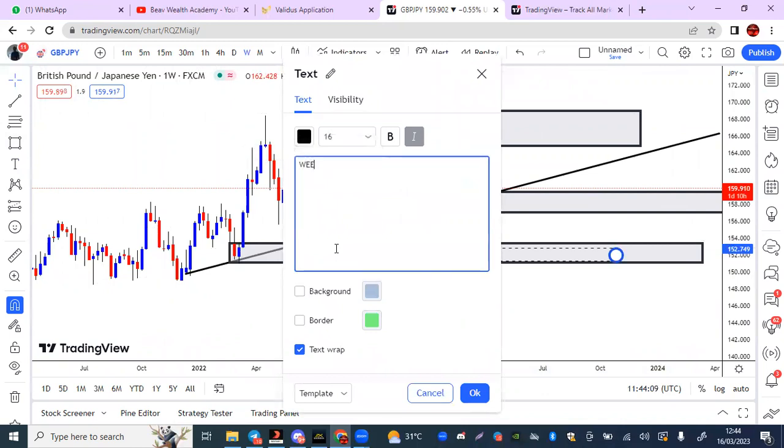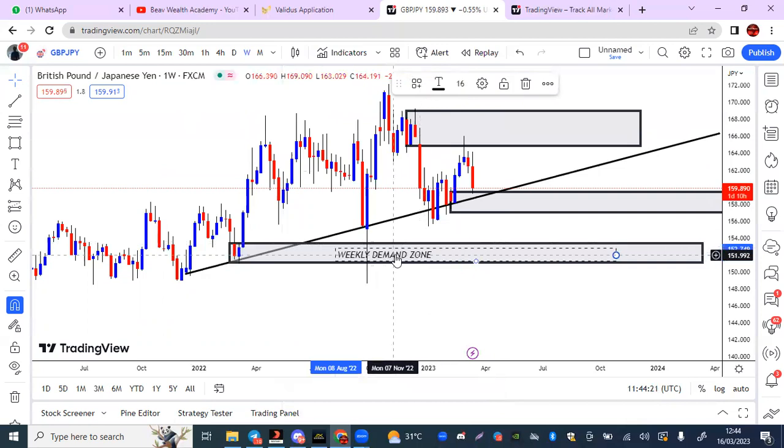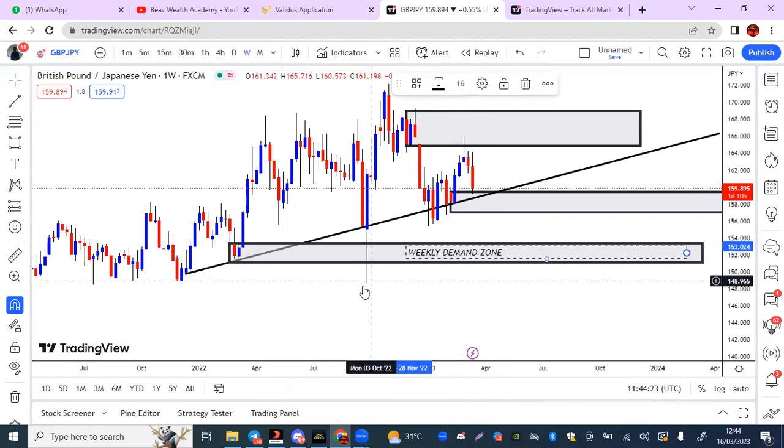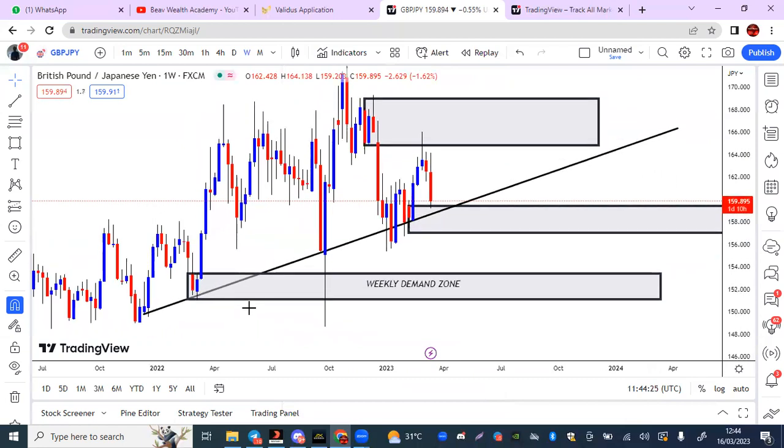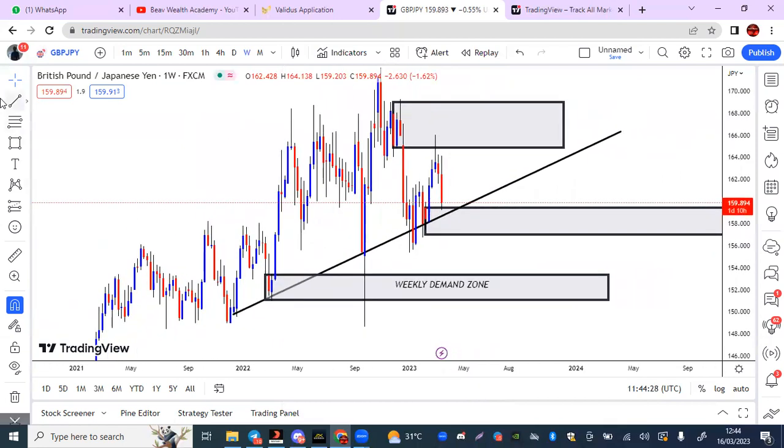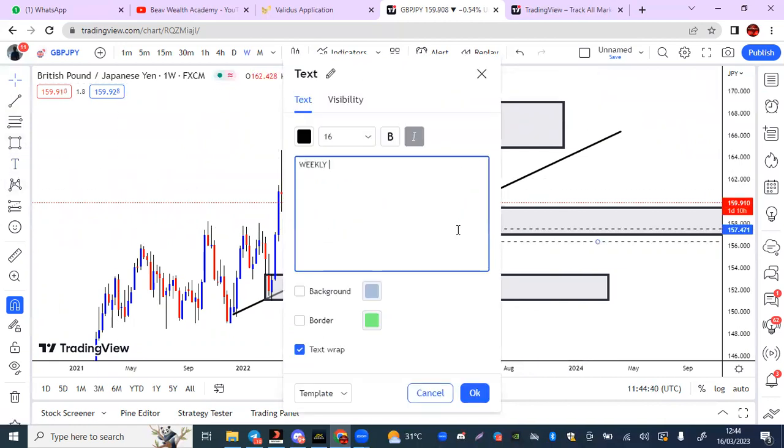It's recorded, so we're going to upload it on the channel. We're giving a lot of educational content here, so I'd like everybody to watch out for this recording. All right, so weekly demand zone. We have our weekly demand here as well. These are areas of focus because this is where price currently is, the demand zone.